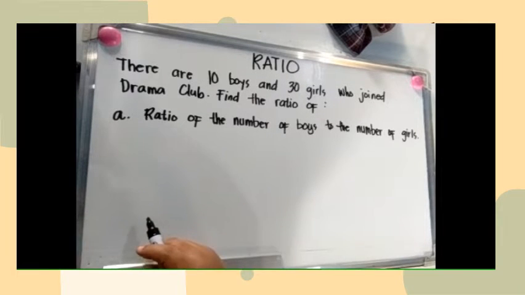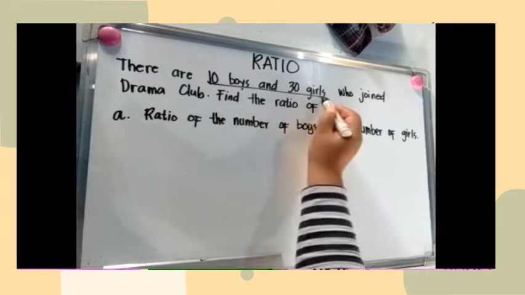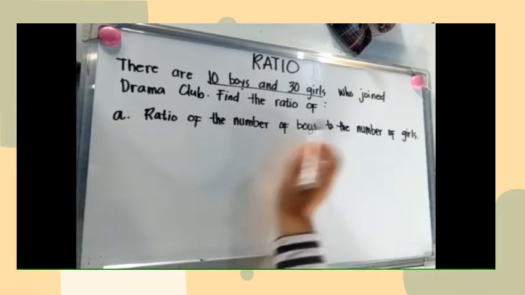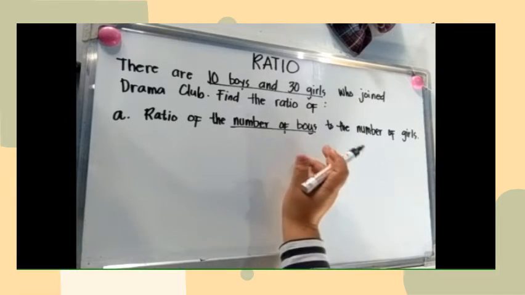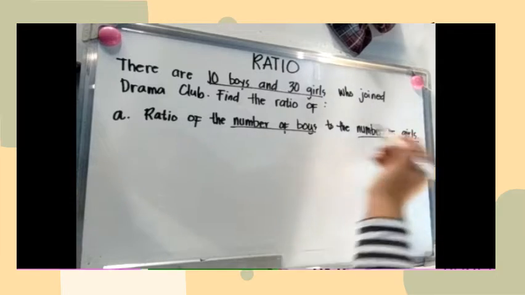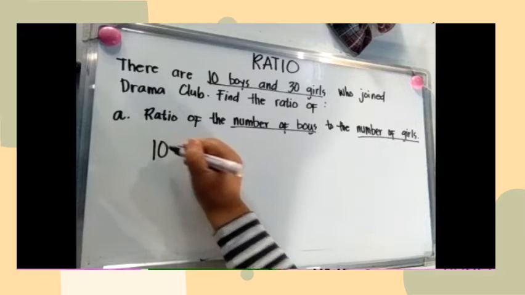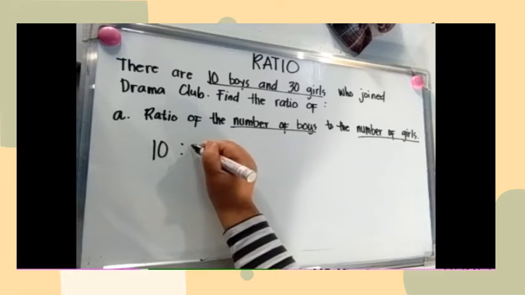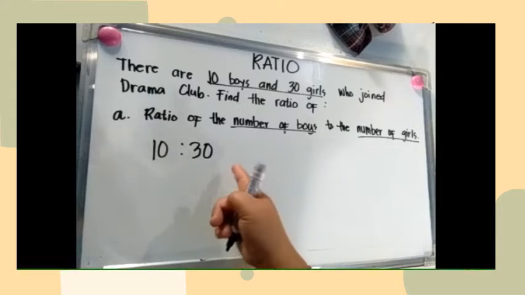Let us have example number 1 in ratio. Here is the question. There are 10 boys and 30 girls who joined the drama club. Now, find the ratio of the number of boys to the number of girls. Who was mentioned first? The number of boys, to the number of girls. How many boys joined the drama club? There are 10 boys. How many girls joined? There are 30 girls. So, the ratio is 10 is to 30.